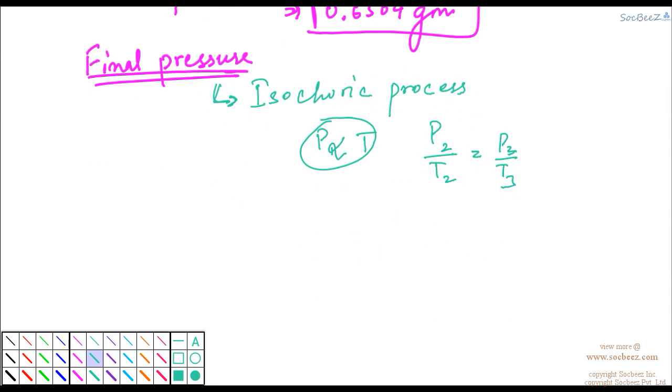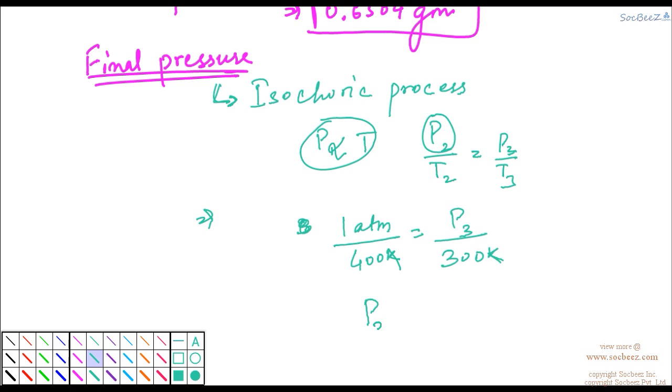So pressure was given to us as the value 3 by 4, 1 atm, and the temperature given to us in the final was 400 Kelvin. Now it is brought back to its initial condition with a temperature of 300 Kelvin, which gives us the value of final pressure as 3 by 4 atm.